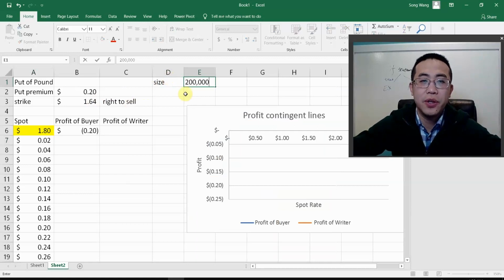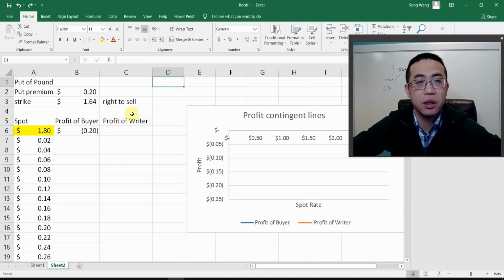So if you buy 200,000 pounds or sell 200,000 pounds, you need to make sure you're going to get rid of it at the end of the day. You want to clear your position, otherwise it's too much burden for you. So when you sell at 1.64, you have to buy it somewhere else to clear your position. Oops.